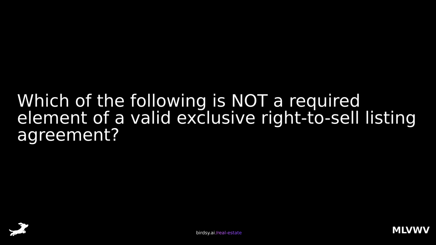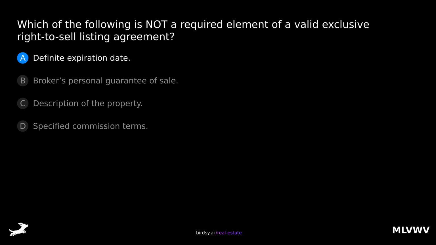Which of the following is not a required element of a valid exclusive right to sell listing agreement? Is it A, definite expiration date? B, broker's personal guarantee of sale? C, description of the property? Or D, specified commission terms? The correct answer is B, broker's personal guarantee of sale.